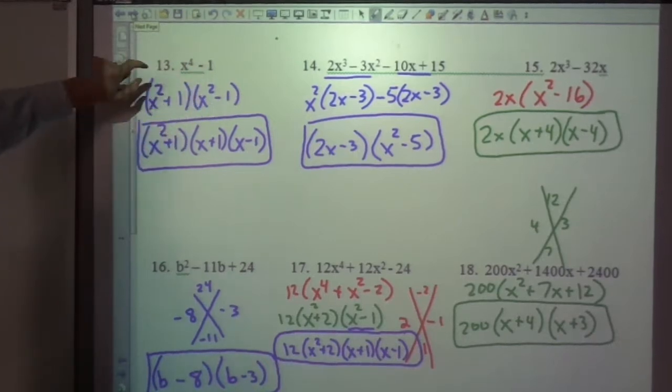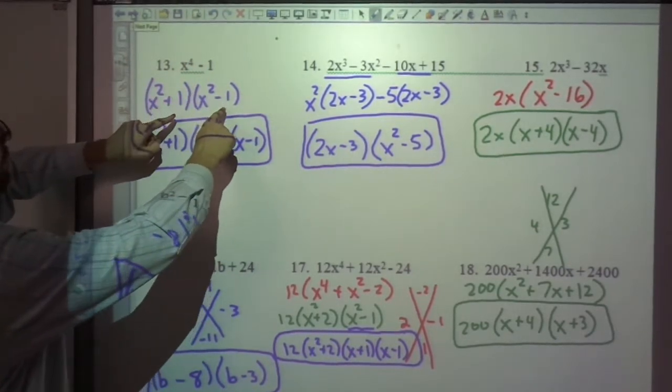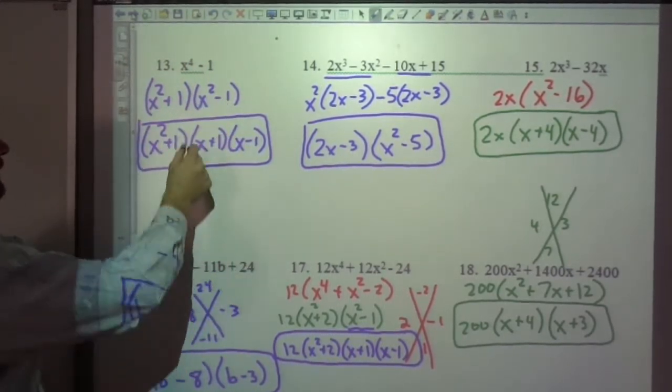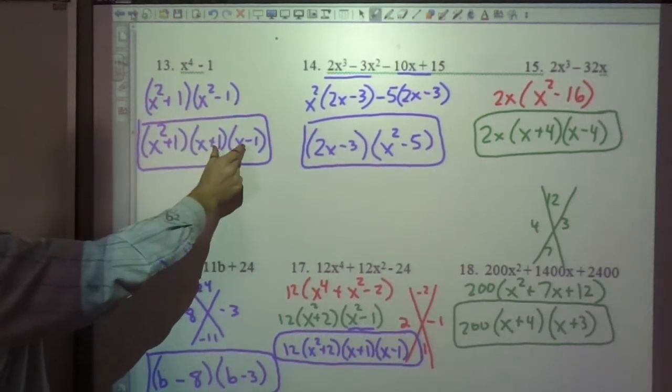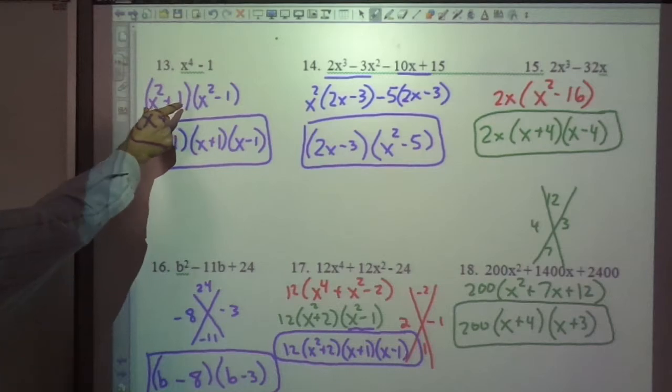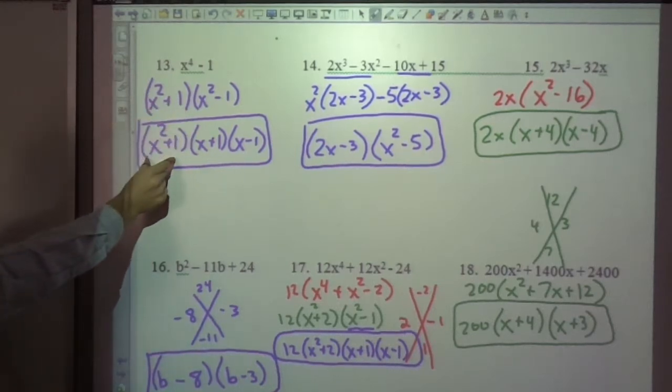Difference of 2 perfect squares, x squared, 1, 1. But this is another difference of perfect squares because it's subtraction. So the x can be here, the 1's can be here, 1 positive, 1 negative. This one's prime, nothing I can do with that, so I just bring it down.